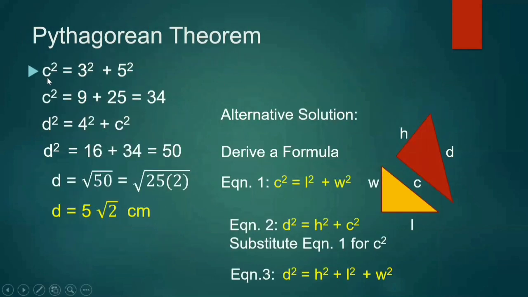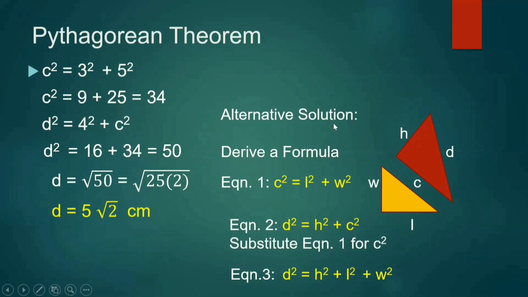Solving for C, we have C squared is equal to 3 squared plus 5 squared. So C squared is equal to 9 plus 25, which is 34. Then solving for D squared, we have D squared is equal to 4 squared plus C squared, so D squared is equal to 16 plus 34, which is 50. The square root of 50 is equal to 5 square root of 2 centimeters.